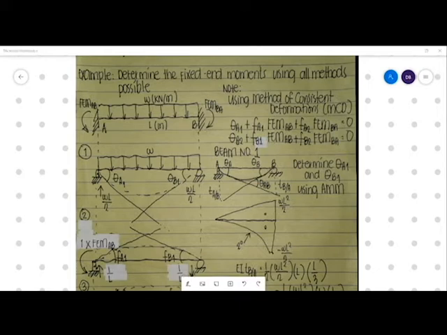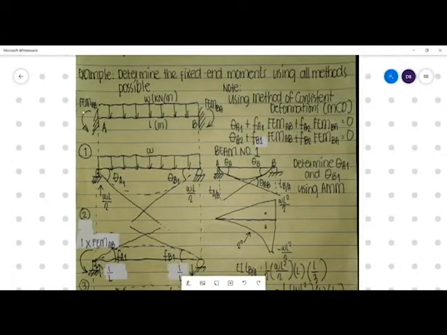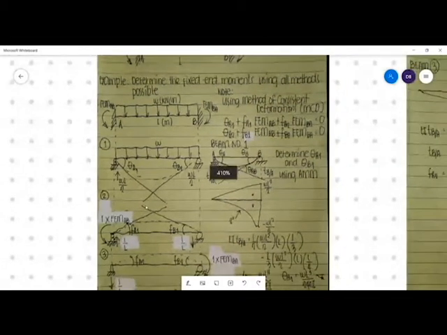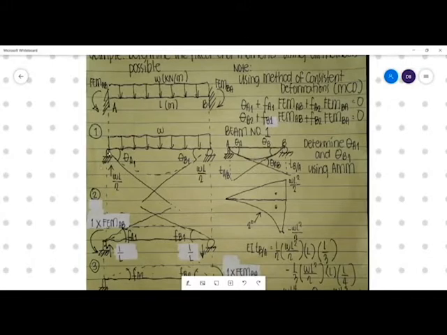I almost forgot to tell you that we designate the moment at A as FEM sub AB, meaning A going to B, and then FEM BA, meaning fixed end moment B going to A. So if we choose our moments as our redundants, this will become a simply supported beam, right? The moment at A disappears, the moment at B disappears, so therefore it becomes simply supported.